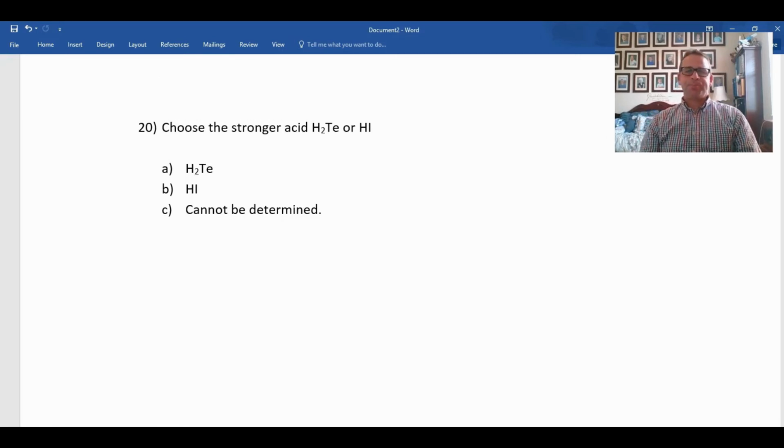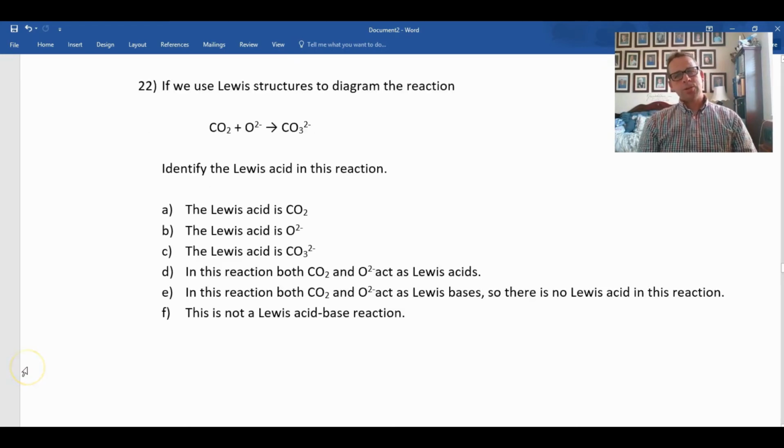Okay, so let's take a look at this one here. Which one do you think the stronger acid is? This is easy. Take a moment, push pause, answer the question. All right, the answer here is B. How do we know? Because HI is a strong acid. The end.